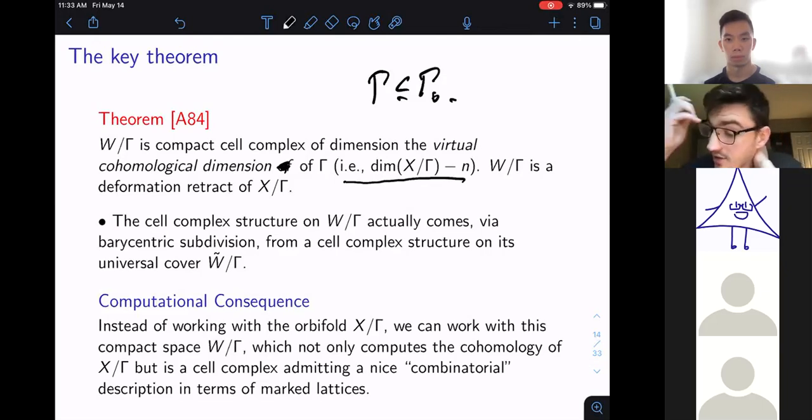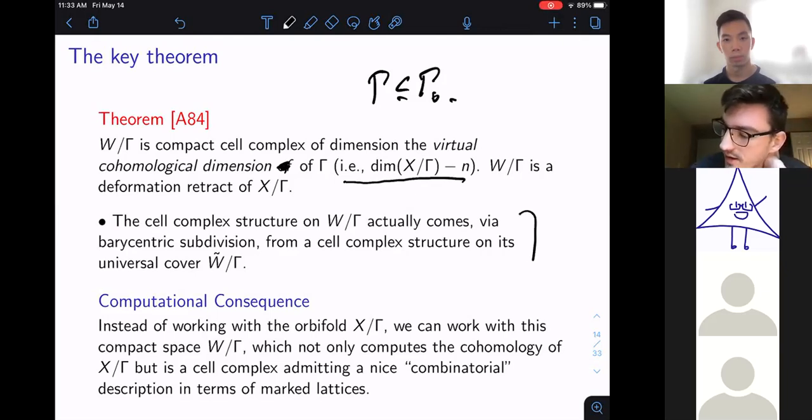So it has a cell structure, and its cell structure comes by looking at the universal cover, and it actually descends via a certain barycentric subdivision. It is a little bit unclear how this process actually works from what I've just said here, because this universal cover is actually ramified. But the point is that W mod gamma actually has a cell complex structure. So I think one can think of it as a combinatorial object.